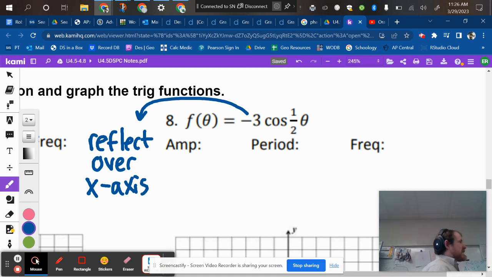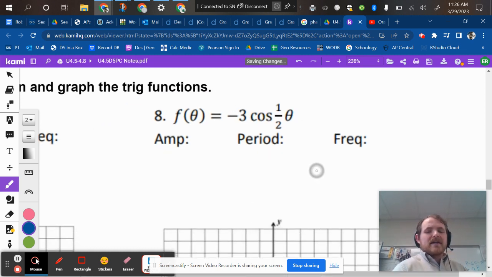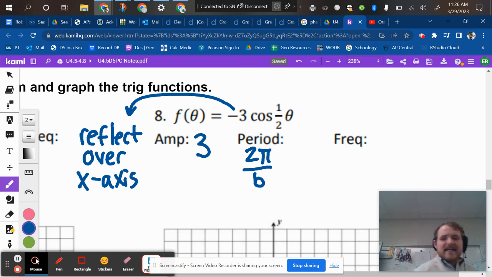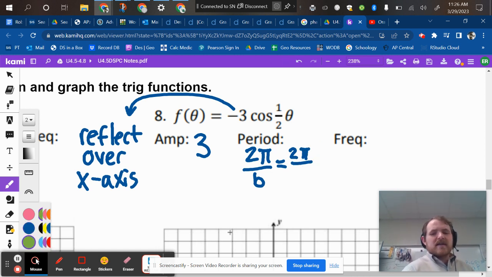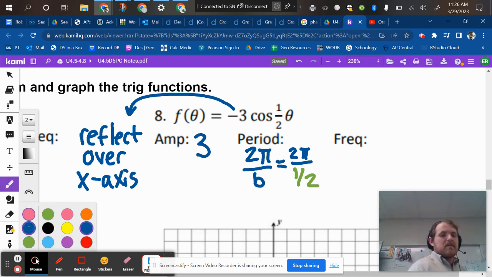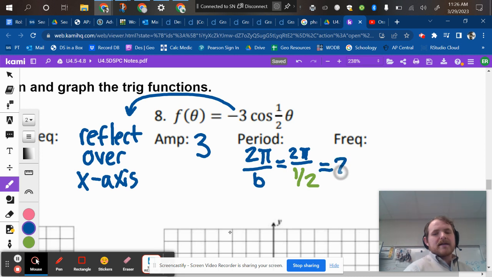We don't start with the reflection. We start with just amplitude and then the length of the period. The amplitude would just be 3 because that's the a value out front. And then the period, the equation is 2 pi over b. That's going to be true for sine and cosine. And then the length of the period comes from plugging in that 1/2 for the letter b. For the sake of time, we're going to skip frequency today. We're going to have to keep change flip and make it into just a 4 pi.